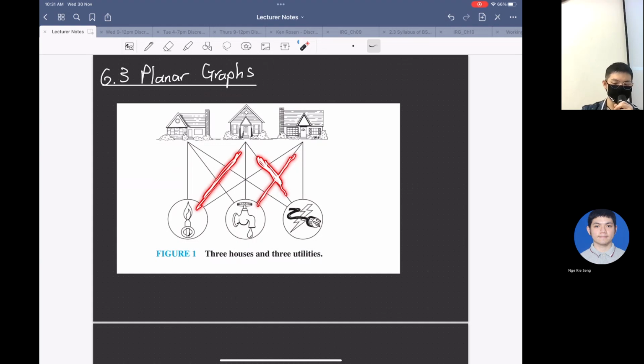Or even this gas pipe. You don't want the gas pipe to mix with the water pipe or the gas pipe with the electricity cable. But in 3D it's fine, right? In 3D you can just lift up the intersection. But in 2D we don't want them to intersect. That's why we call it a planar graph here. So we want to consider it in 2D.